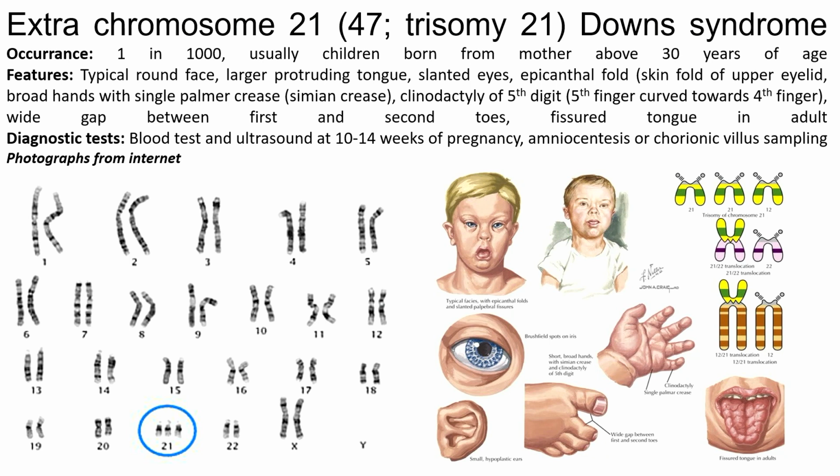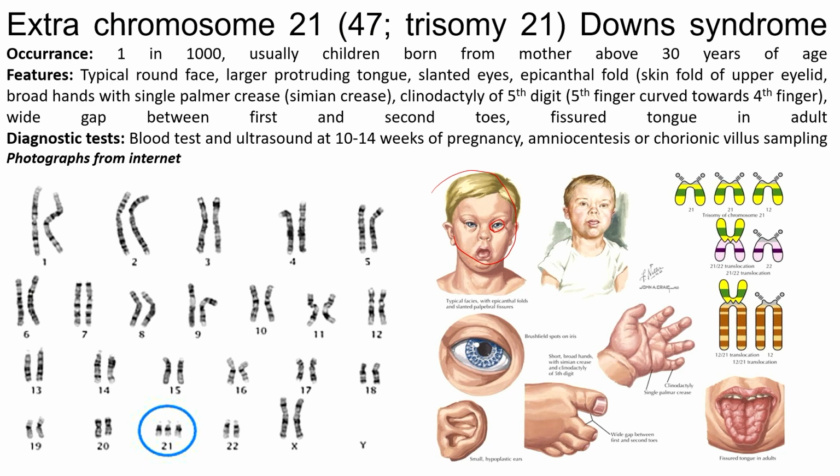If we consider the features: a typical round face, you can see here this face is abnormal, looking quite round, and a large protruding tongue. Always you will see the mouth is open and the tongue is protruded. Slanted eyes, epicanthal fold present. Epicanthal fold means a fold present in this part of the eye. So this is the skin fold of the upper eyelid. This way the eye looks round.